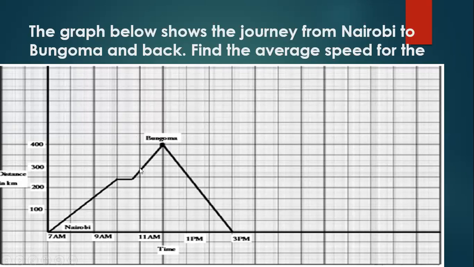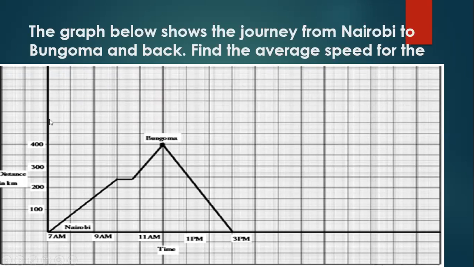So let's try to interpret this graph. The journey started at 7 a.m. in the morning and ended at 3 p.m. So 3 p.m. the afternoon is the same as 15. So let's start with the distance. Remember, our formula still remains: average speed is equal to distance traveled over total time taken. So let me start with the distance.